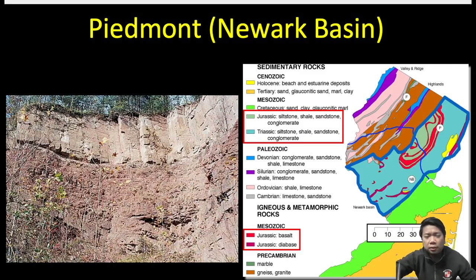All right, so Piedmont or the Newark Rift Basin. So the basin itself is called the Newark Rift Basins, but this is the term for the geological province or the physiographic province. The Newark Rift Basins consist of mostly late Triassic to early Jurassic sedimentary rocks, such as shown on this figure right here. But not only sedimentary rocks though, it also has some basalt flow and igneous intrusion as well.